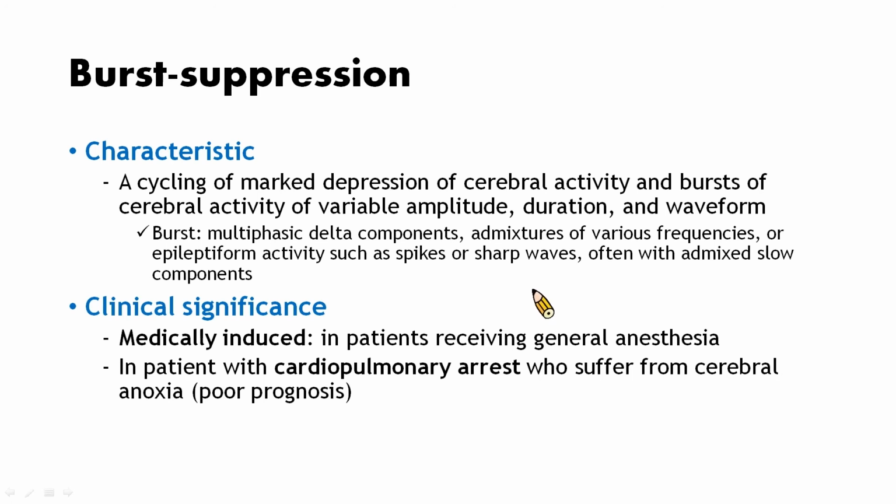And the last one we talk about is burst suppression. It is characterized by a cycling of marked depression of cerebral activity and a burst of cerebral activity of variable amplitude, duration, and waveform. The burst can consist of multiphasic delta components and mixtures of various frequencies or epileptic activity such as spikes or sharp waves, often with admixed slow components. They are usually medically induced, for example in patients receiving general anesthesia. Or they can be seen in patients after CPR who suffer from cerebral anoxia.